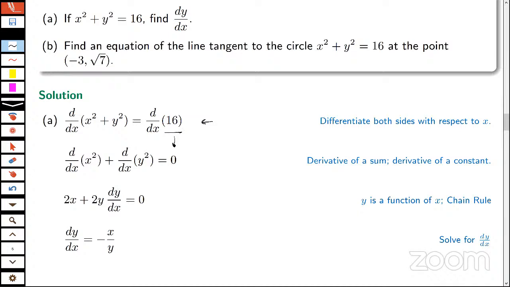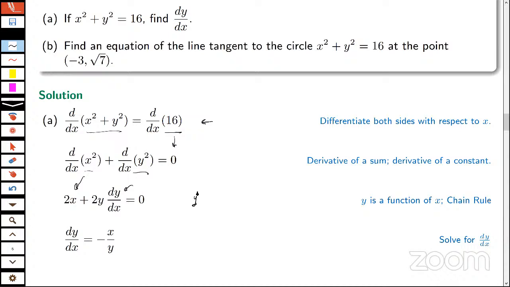The derivative of 16, a constant, is easy. That's 0. This is the derivative of a sum, so that's the sum of the derivatives. The derivative of x squared is just 2x. The derivative of y squared, we think of y as a function of x, so we need to use the chain rule. This is 2 times y to the first power times the derivative of the inner function. I often say in class, look, I don't know what the inner function is, so I have to write some symbol for that. And I'm using dy/dx here, the derivative of y with respect to x. I often get a question at this point, well, look, is it okay for students to use y prime instead of dy/dx?